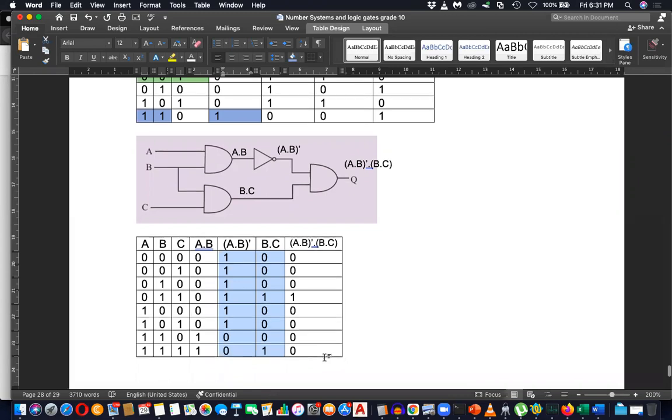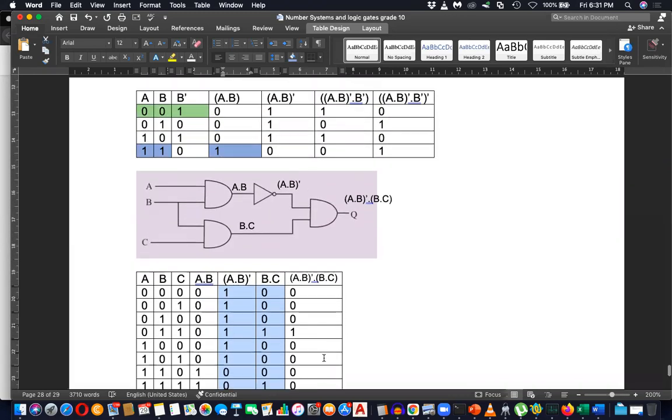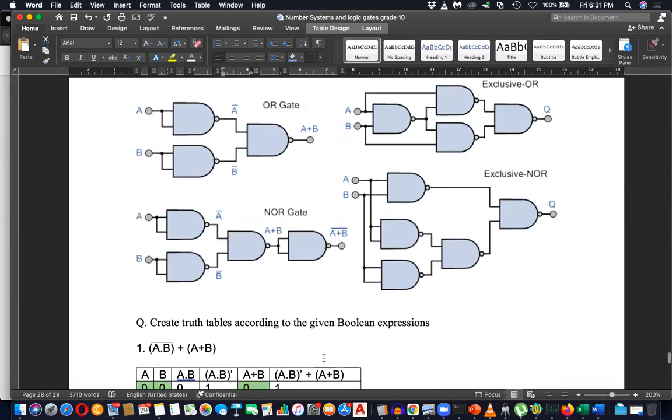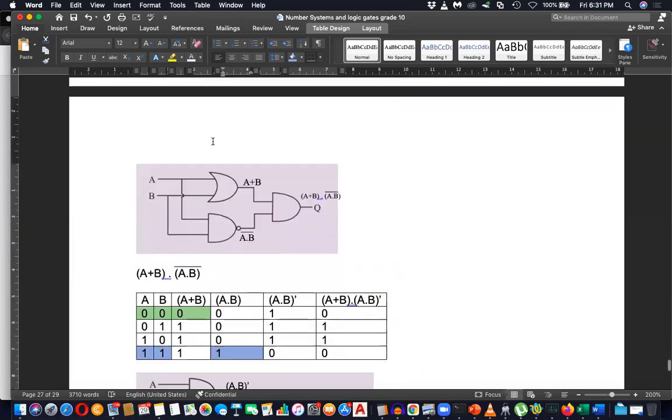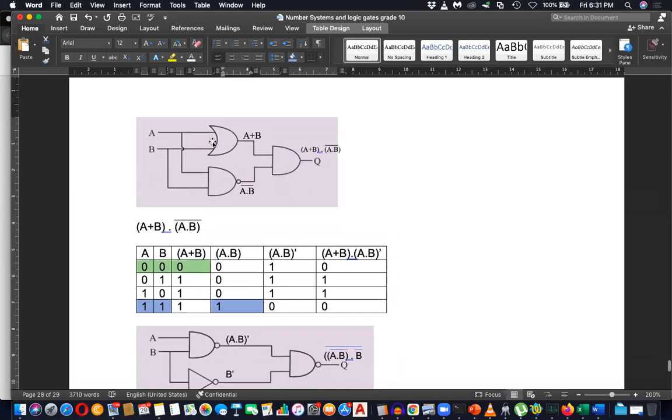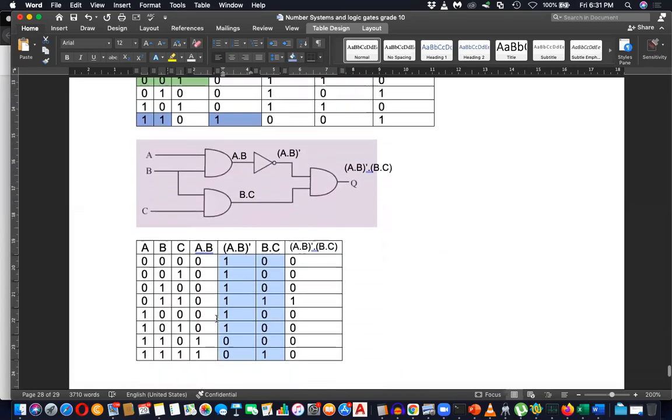Then let's move on. And today what we are going to learn, so we discussed how to convert a truth table to a logic gate. Then we discussed how to convert Boolean algebra to the logic table, logic gate. And now we discussed how to convert logic gate to Boolean algebra and truth table, the other way. Okay, we have learned many things.